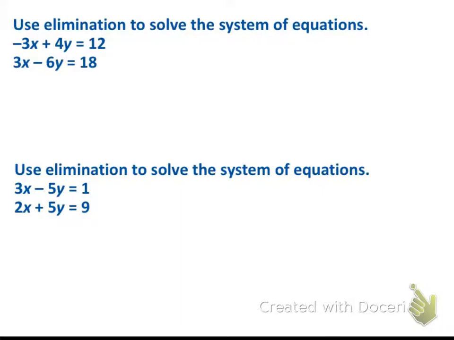All right, so we've got a system of equations here. This first one here at the top, I've got -3x plus 4y equals 12 and 3x minus 6y equals 18. Immediately looking at this, you know graphing it would suck. You also know that substitution wouldn't be fun because we'd have to get a variable all by itself, and that would be a pain. So the method is elimination.